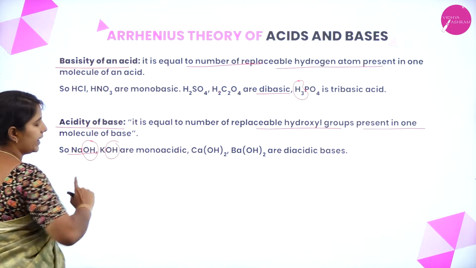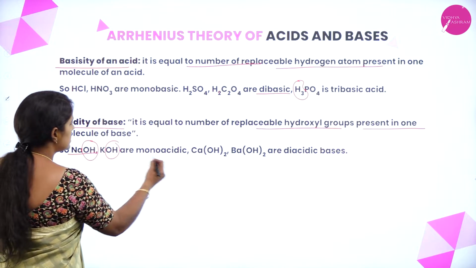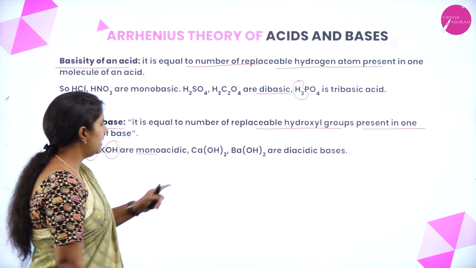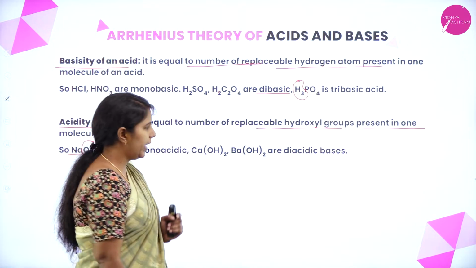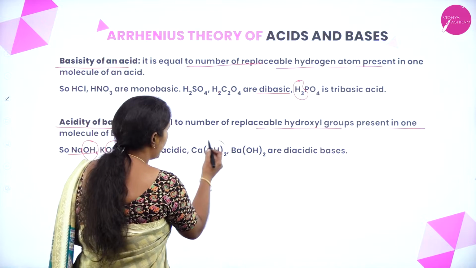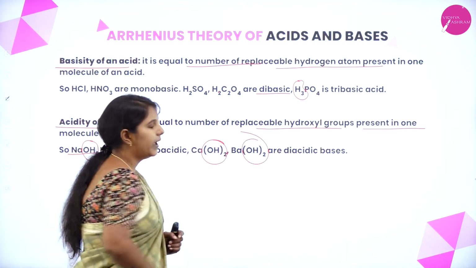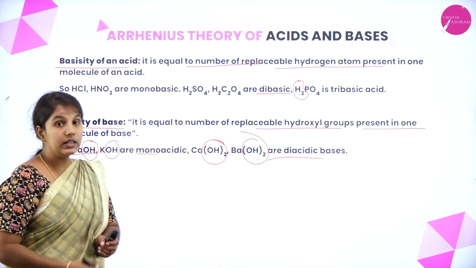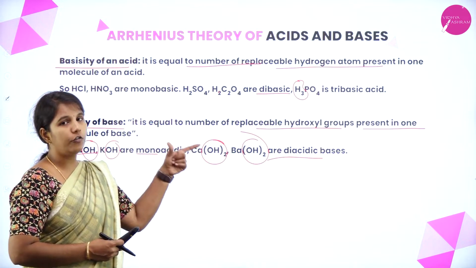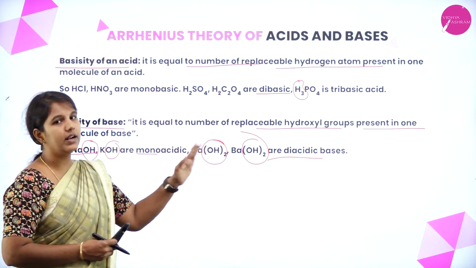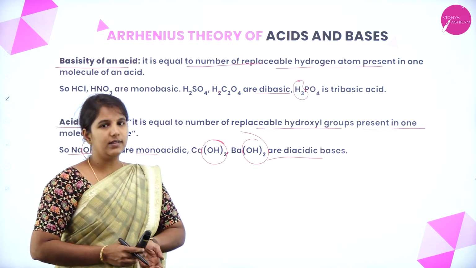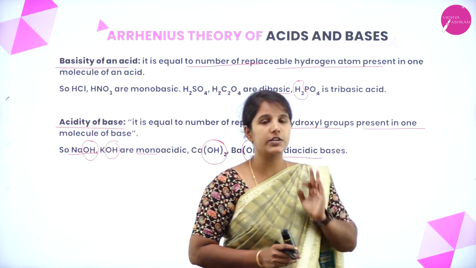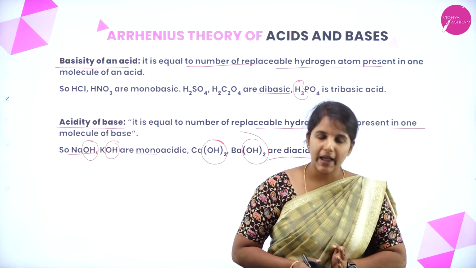Similarly, with KOH, I can replace only one OH. Hence, it is an example of monoacidic bases. We have one more example, that is Ca(OH)2 and Ba(OH)2. In these two examples, I can replace two hydroxyl ions. Hence, it is an example of what? Diacidic bases. This is how the acidity of a base and the basicity of an acid can be easily found out by looking at the example, by knowing the number of replaceable hydrogen atoms and the number of replaceable hydroxyl ions.